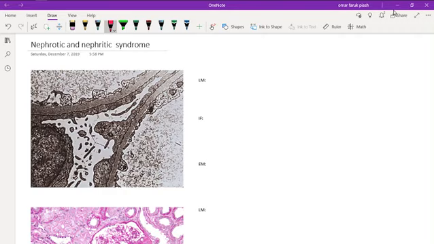In nephrotic syndrome there is hypoalbuminemia and hypogammaglobulinemia. Hypoalbuminemia leads to pitting edema, and hypogammaglobulinemia causes an increased risk of infection. There is also a hypercoagulable state due to antithrombin 3 deficiency, and hyperlipidemia and hypercholesterolemia. These are the features of nephrotic syndrome.